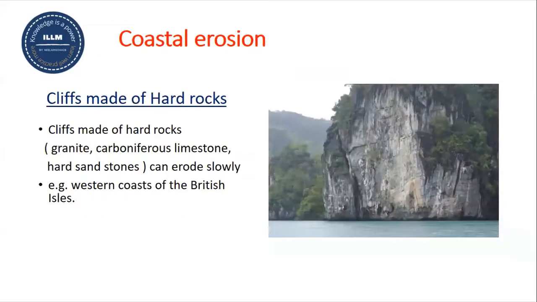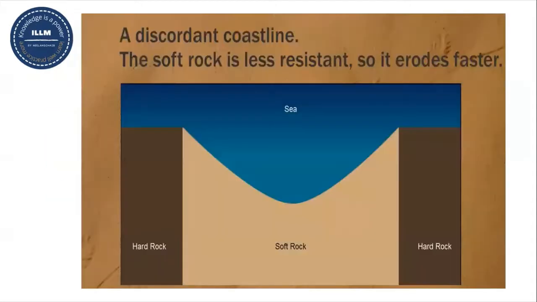The second type is the cliffs which are made up of hard rocks, for example, granite, carboniferous limestone, and hard sandstones, and they erode very slowly. For example, the western coast of the British Isles. You can see this is a very hard rock cliff, and it takes a lot of time to erode.